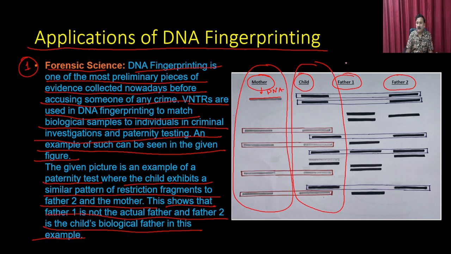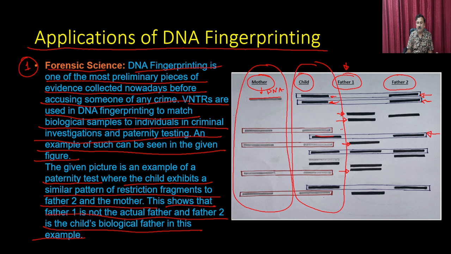Now, if you see the pattern from father 1, right, you are actually having extra bands like this one, right. Then you have another extra band like this one, and then you also have an extra band which is this one, right. Whereas for father 2, this band is matching with this band, right. Then this band is matching with this band. Then you have this band, right, which is present in the child, and this is coming from this, right.